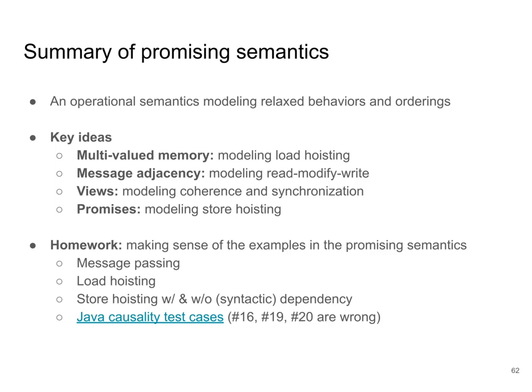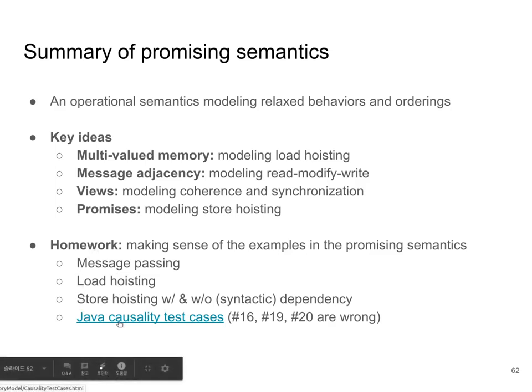And this is an informal homework, so you don't need to submit it to the GG. But please make sense of the examples in the promising semantics. Please understand why these behaviors are allowed and these behaviors are forbidden in the promising semantics. So there are many examples: message passing, load hoisting, store hoisting, as we discussed in the previous slides.